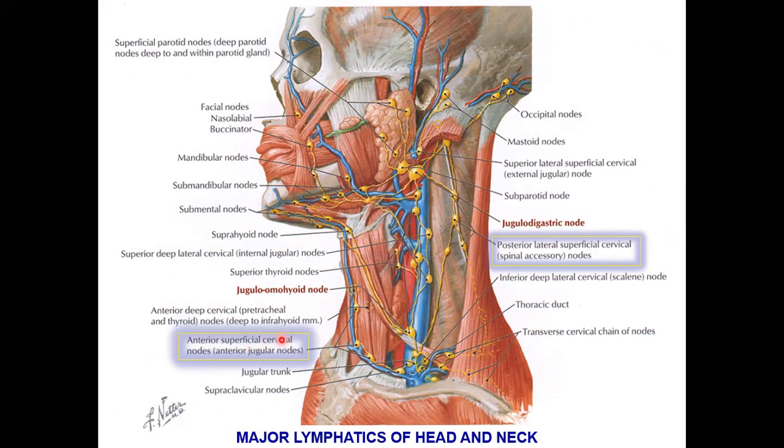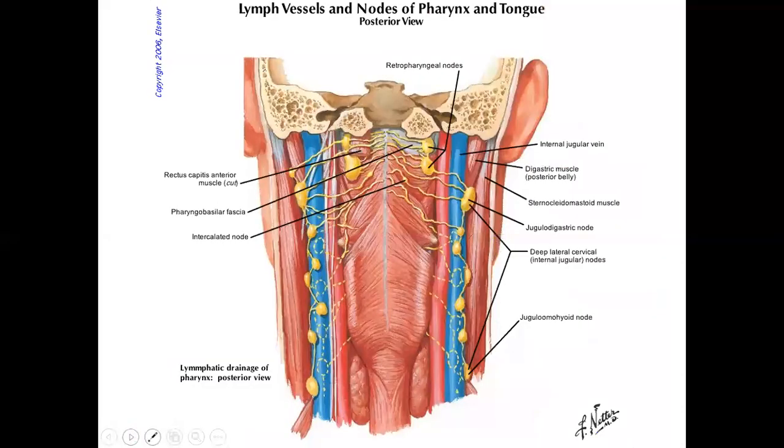And then highlighted on this picture, I'll mention them: you have the anterior superficial cervical, or anterior jugular nodes, versus the posterior lateral superficial cervical, also known as your spinal accessory lymph nodes. And then these are lymph nodes that are present on the posterior aspect. So you can see jugulo-digastric as well as jugulo-omohyoid, because they're on the side of the neck. You can see them anteriorly and posteriorly. But you also have retropharyngeal nodes here too.